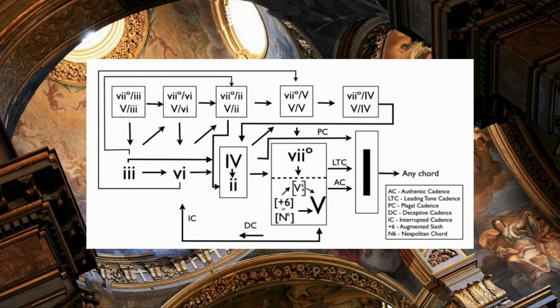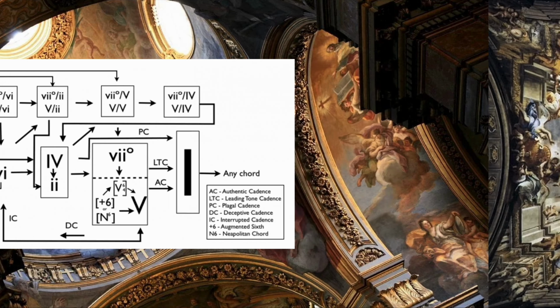The circle of fifths visually represents the relationship between keys and is a tool for understanding modulation, a technique where music shifts from one key to another.